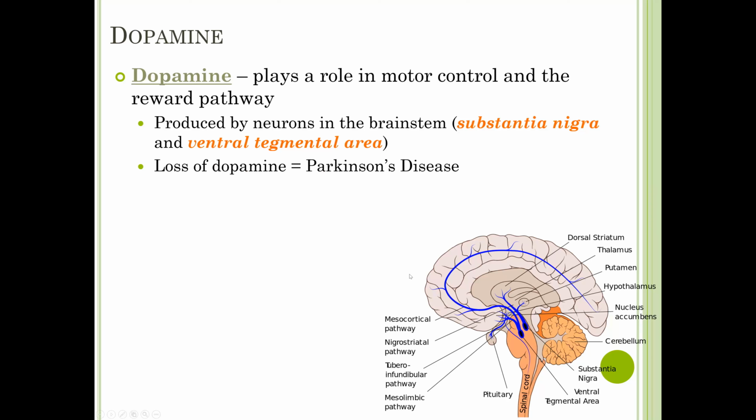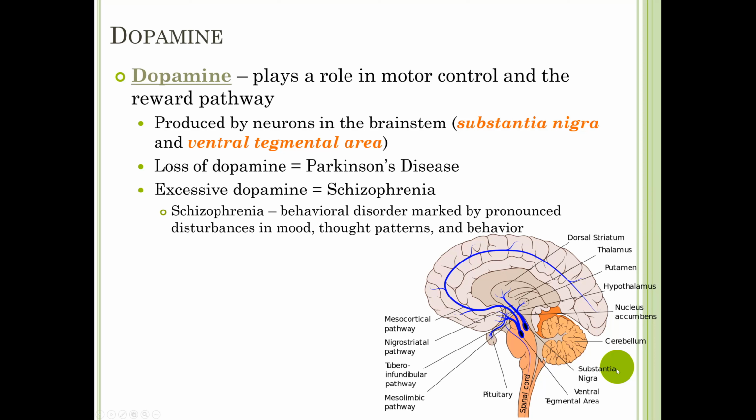So if you lose dopamine, this can result in Parkinson's disease. Specifically, you lose the dopaminergic neurons in the substantia nigra. But if you have too much dopamine, this can cause schizophrenia. And schizophrenia is a behavioral disorder that's marked by pronounced disturbances in mood, thought patterns, and behavior.